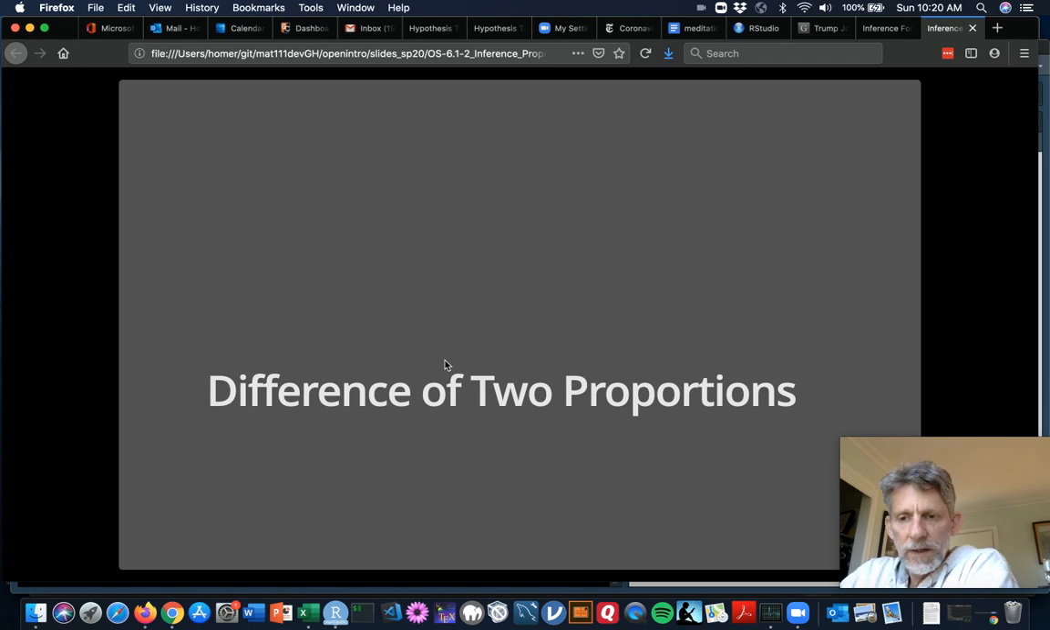Next time, in the next screencast, we'll look at inference for cases where you've got two populations and you're interested in the difference of two proportions in those populations.